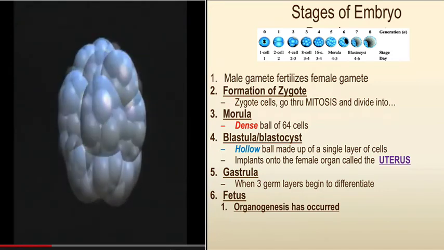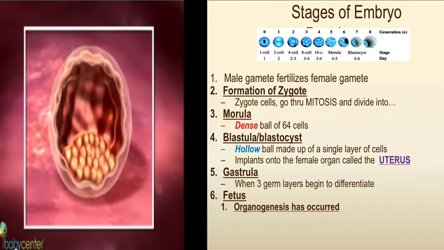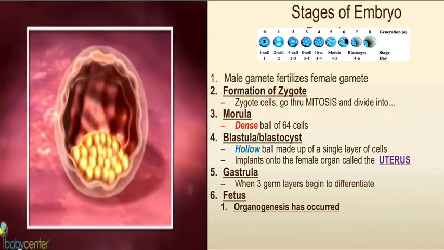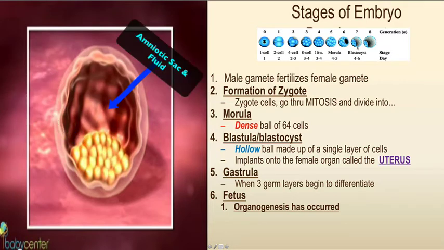And once it's about 64 cells, that dense ball will hollow out, and you'll notice that we actually do have a layer of cells on the outside and then a cluster of cells inside of this blastocyst over here. This cluster of cells is what is going to become the baby, and this hollow area is what's going to become the amniotic sac, and then this is the amniotic fluid, which we'll get to in a little bit.